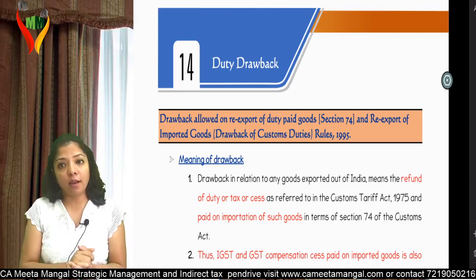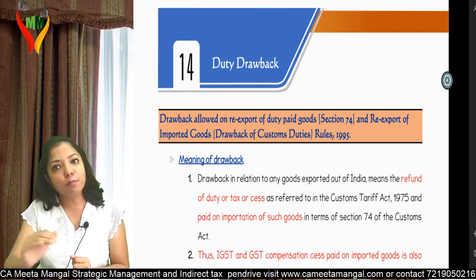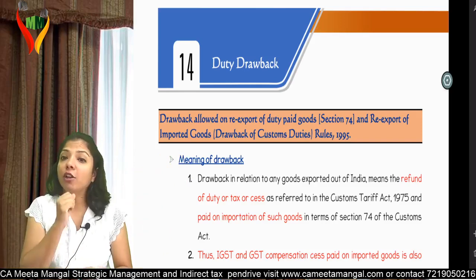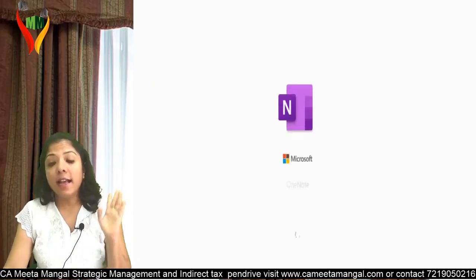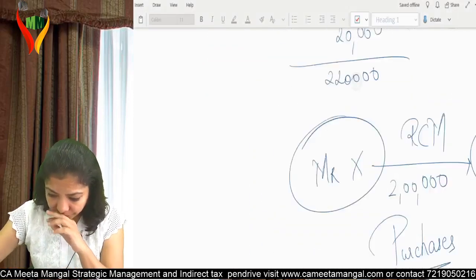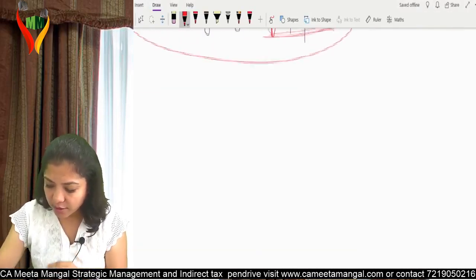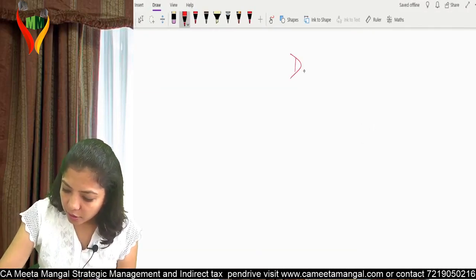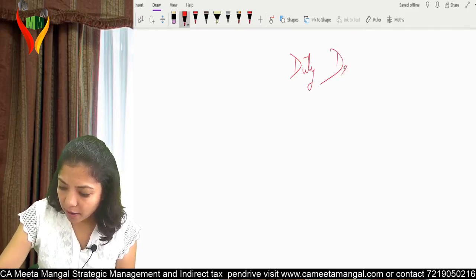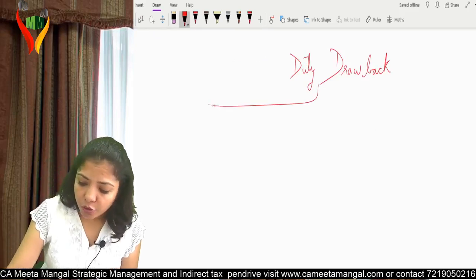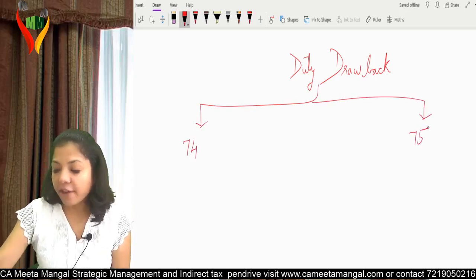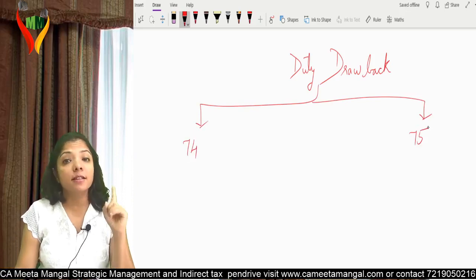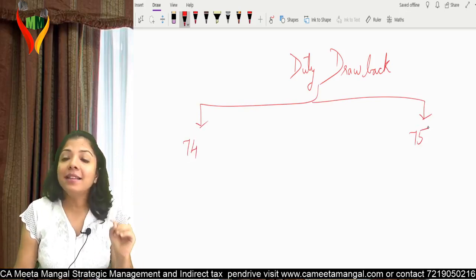So what is government saying? Okay, you have imported goods and have exported them. In this chapter we will be studying 2 sections. Let's see which 2 sections. Duty drawback. We'll be studying section 74 and section 75.